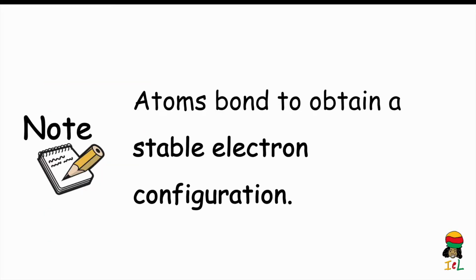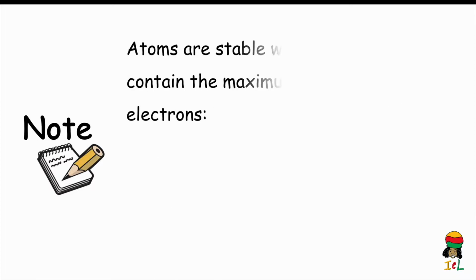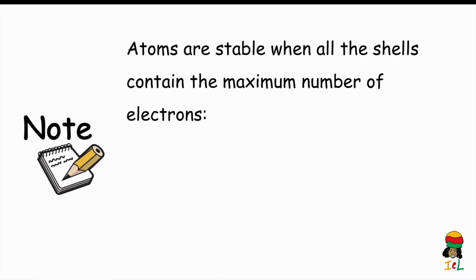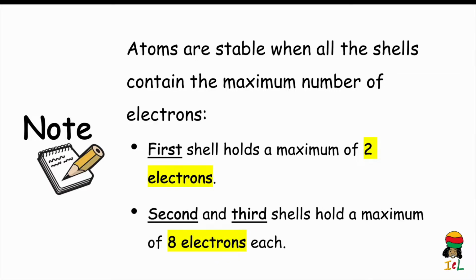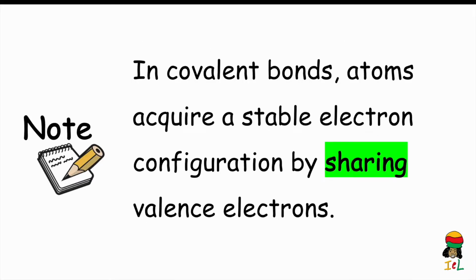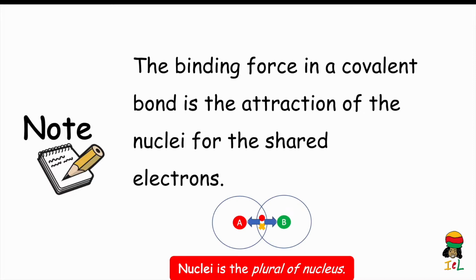1. Atoms bond to obtain a stable electron configuration. 2. Atoms are stable when all the shells contain their maximum number of electrons, that is, the first shell having a maximum of 2 electrons, the second and third shells holding a maximum of 8 electrons each. Thirdly, in covalent bonds, atoms acquire a stable electron configuration by sharing valence electrons. Remember, valence electrons simply means the outer shell electrons. And finally, the binding force in a covalent bond is the attraction of the nuclei for the shared electrons. Recall that nuclei is the plural of the word nucleus.